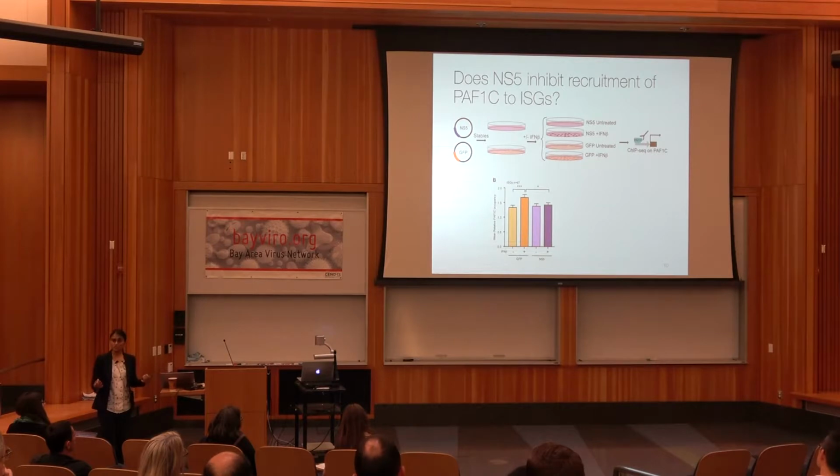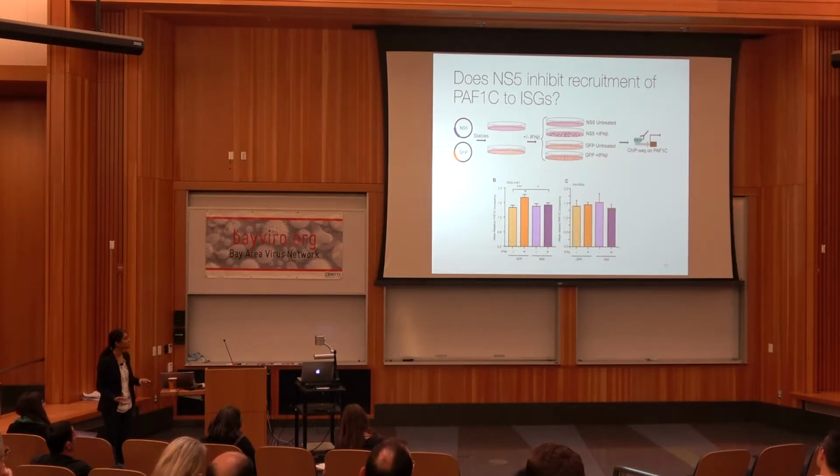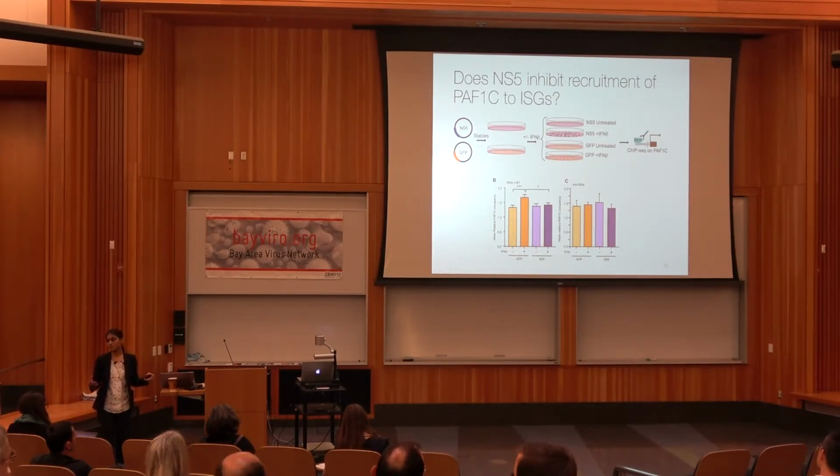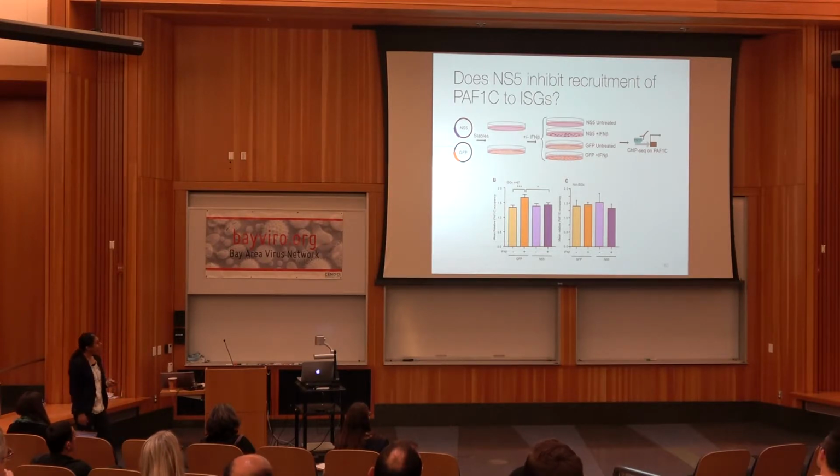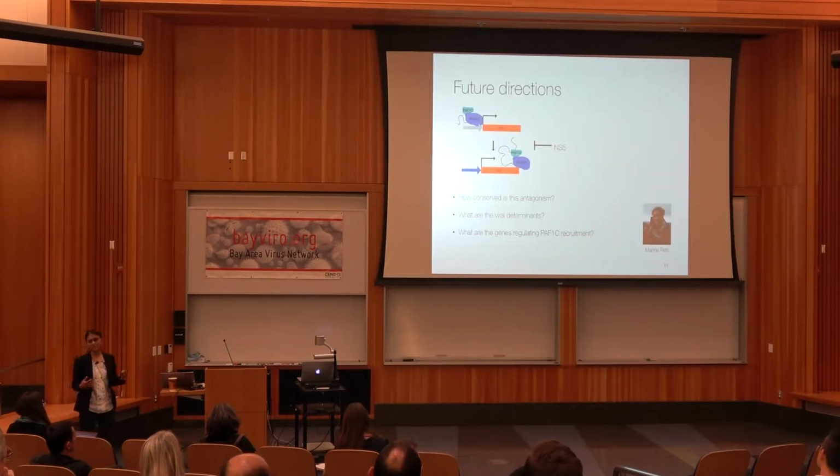And what's interesting is that this inhibition appears to be specific to ISGs. So when we look at other genes in the genome, we don't see that sort of inhibition of PAF1C recruitment. We also don't see any increase in PAF1C occupancy in the GFP cells, which is reassuring. And so what this suggests in terms of our model is that NS5 is inhibiting PAF1C recruitment to ISGs in some specific way.